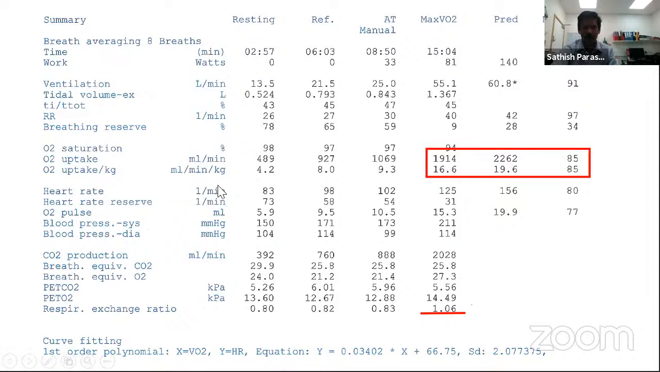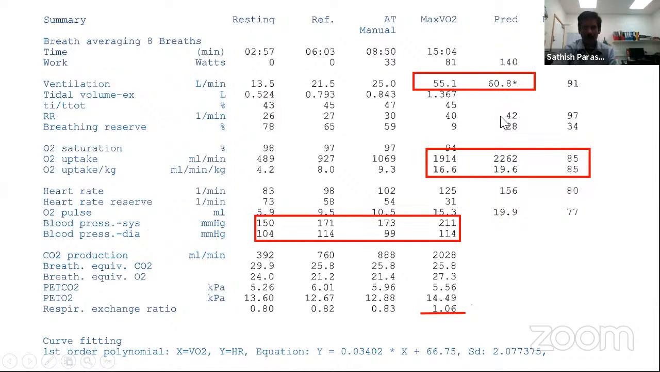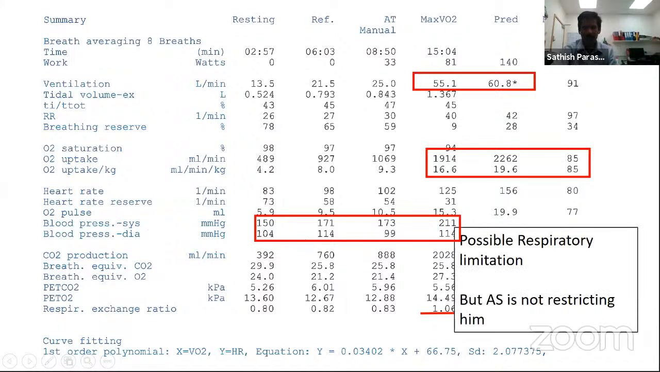So then you look at the oxygen uptake. It's about 85% of predicted, which is not bad. It's just below normal. And then you look at the ventilation. I can tell you that the ventilatory reserve, or the breathing reserve, is less than 10. And then you have additional parameters which we already get from treadmill tests. The blood pressure steadily goes up. There's no drop in blood pressure. All I can tell is this patient stopped the test because of possible respiratory limitation, possible COPD, but it doesn't seem to be aortic stenosis restricting him.